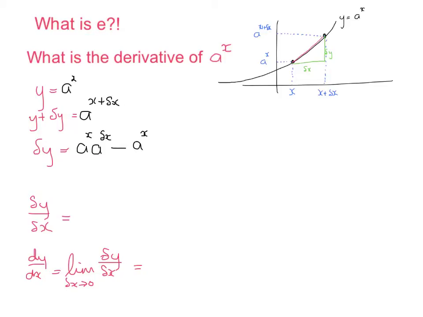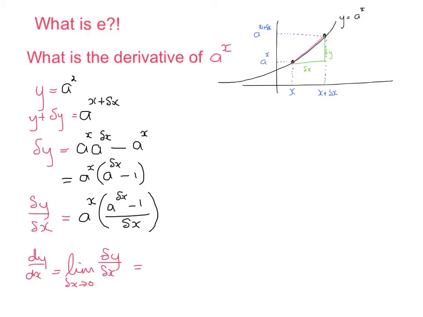Okay, now I've got to divide everything. Actually, I'll tell you what, I could pull out my a to the x there, couldn't I? That'd be nice: a to the delta x minus 1. Now I need to divide everything by delta x. So there's my a to the x, and then I get a to the delta x minus 1 over delta x. That looks disgusting, right?